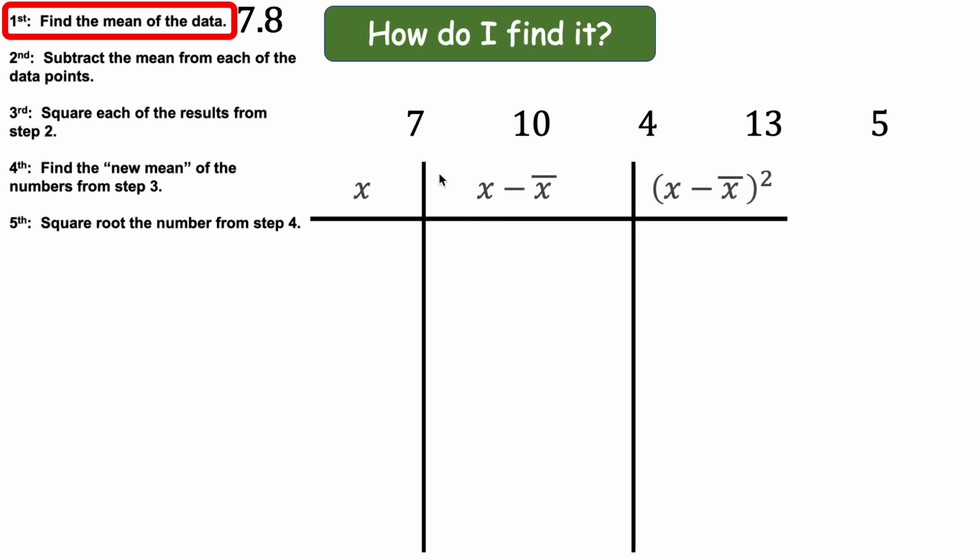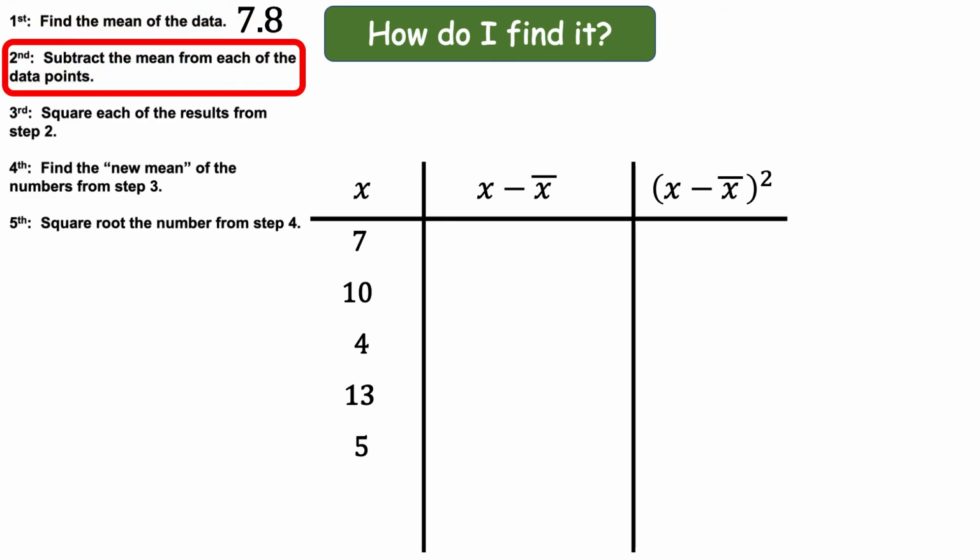So again, we just call our data x's. This is x minus the mean. That's 7.8 was the mean. And then we just plug it in and square it. Okay. So I'm going to take all my data values, 7, 10, 4, 13, and 5. Okay, that's step, wait, we're on step 2. Sorry. Step 2, subtract the mean from each of these data points. So I'm going to take each one of these. I'm going to subtract 7.8. So this is, like I said, exactly what we did with the previous example. It's just that this is organized in a different way. So you can choose to do it this way if you want to.